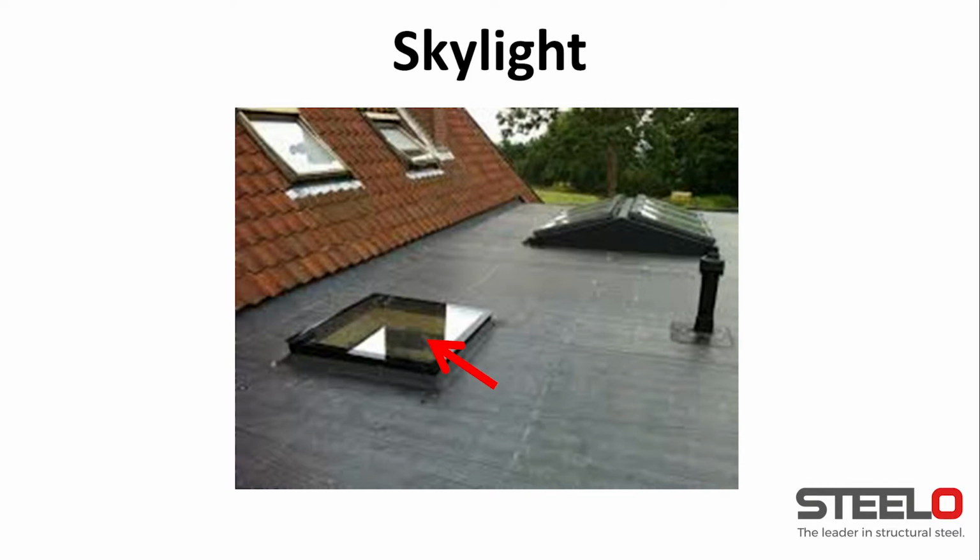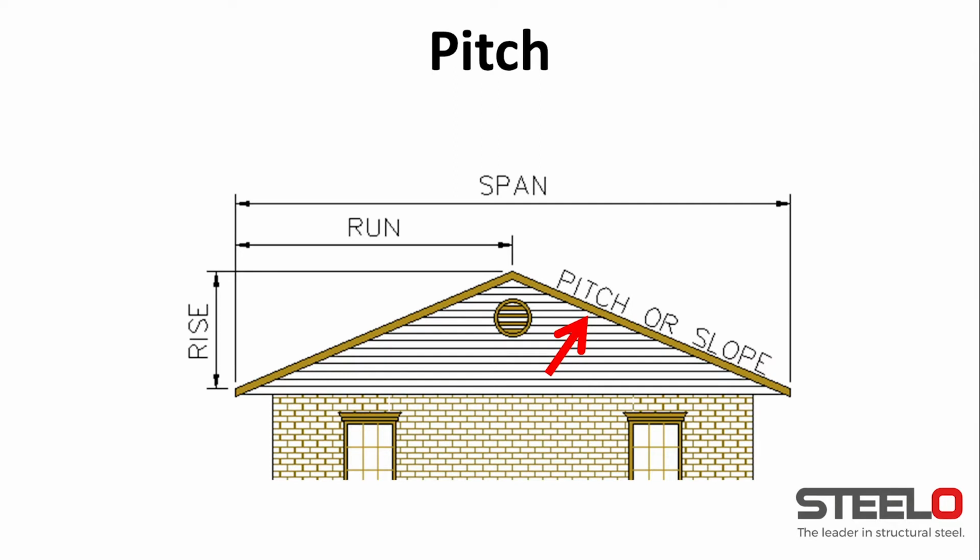When it comes to the roof, there are a few words, but pitch is probably the most important one. It is the degree at which the roof needs to be done. It can be referred to as the slope as well, and then the rise is the total height between the bottom of the roof and the top, which is called the ridge.